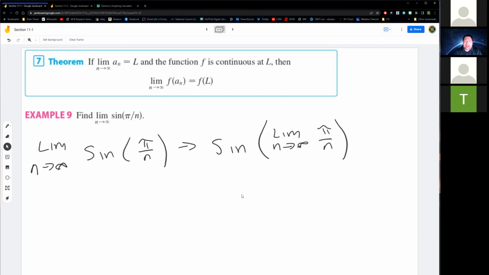All right. Now, what's the limit as n goes to infinity of pi over n? That's going to go to 0. And sine of 0 is 0. So that's the limit of this one, which means it converges at 0.